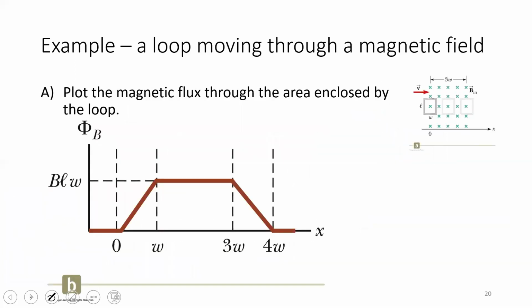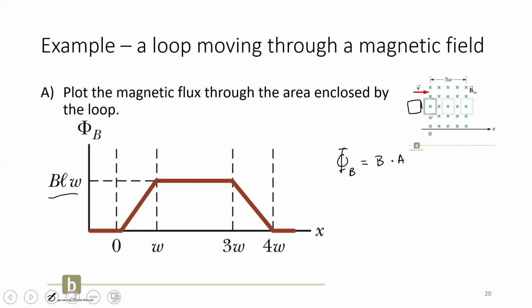So the magnetic flux through the area enclosed by the loop. If we define x equals 0 as starting out with this right edge of the loop just outside of our magnetic field, there is no flux through the loop. And then it increases to some maximum value. If we're all perpendicular, that maximum is just B times A. If we're not perpendicular, we'll have to take the dot product and account for the angle between those two things. B is our magnetic field, and the area of our loop is L times W, so the max is B L W.